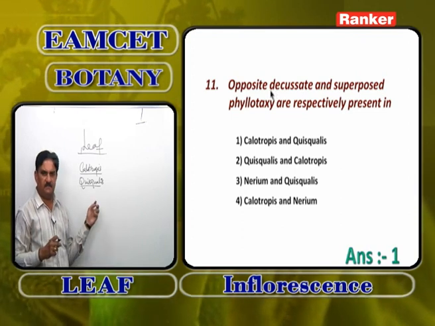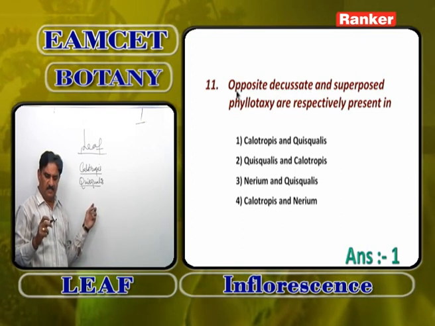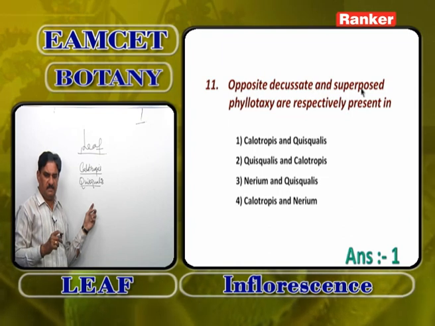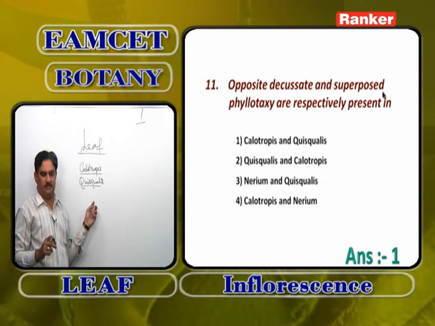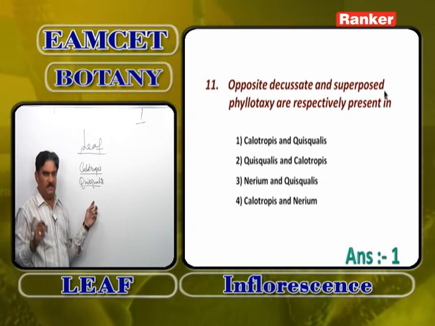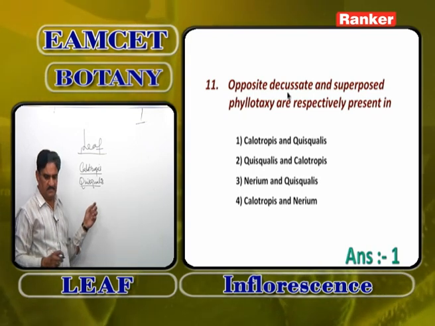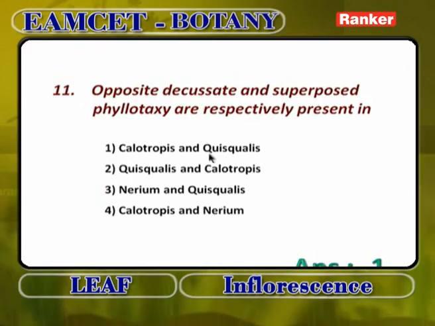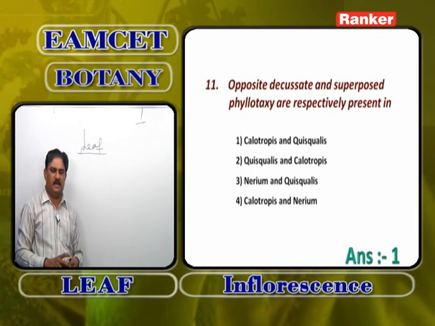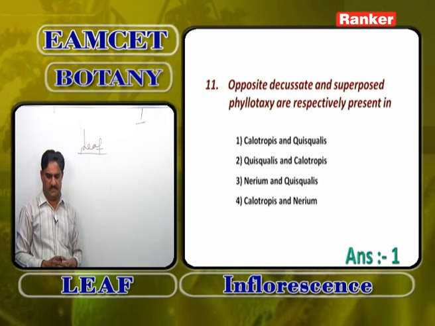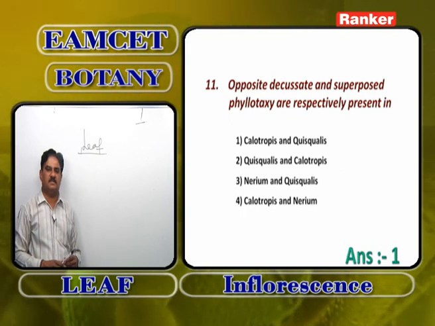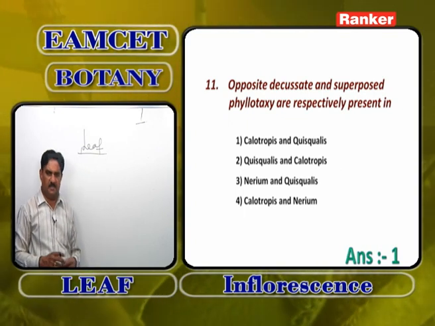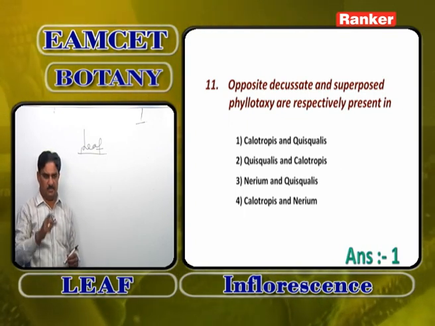So you must be careful during the EAMCET exam. Both options 1 and 2 are correct here, but the order is different. The question is opposite decussate and superposed. So first you have to write the opposite decussate, that is Calotropis. Then opposite superposed, that is Quisqualis. You should not write Quisqualis and Calotropis. Then Nerium, I just told you, whorled phyllotaxy. Quisqualis, opposite superposed phyllotaxy. Calotropis, opposite decussate phyllotaxy. Nerium, whorled phyllotaxy.